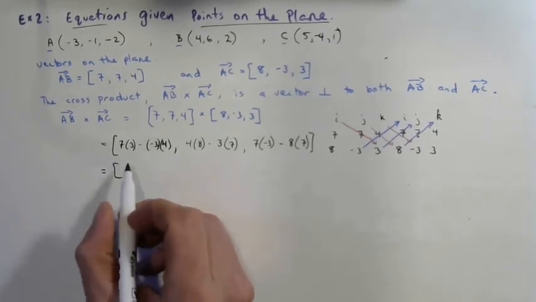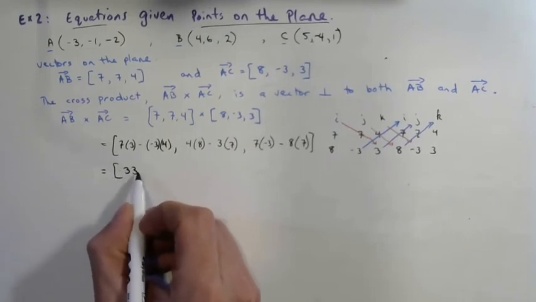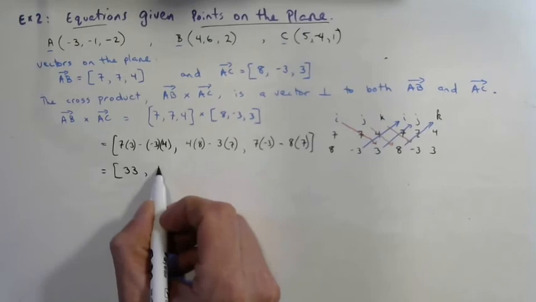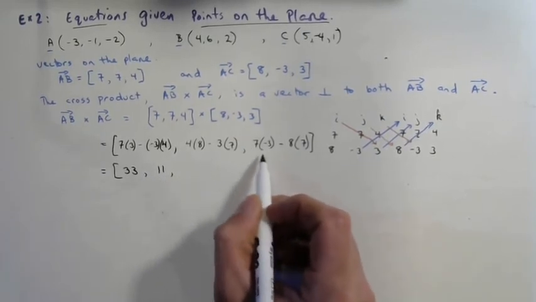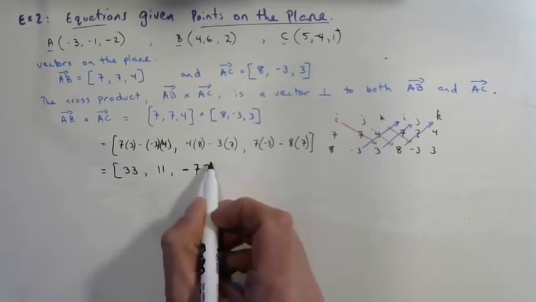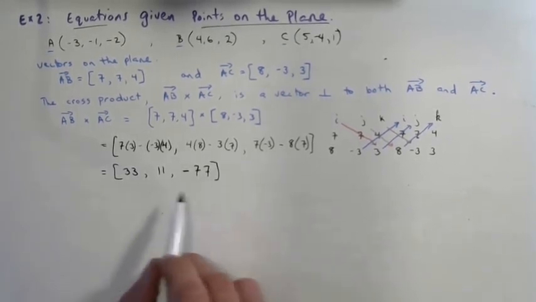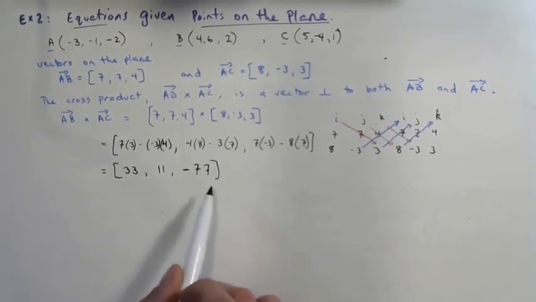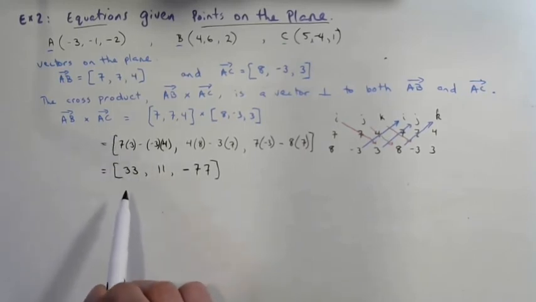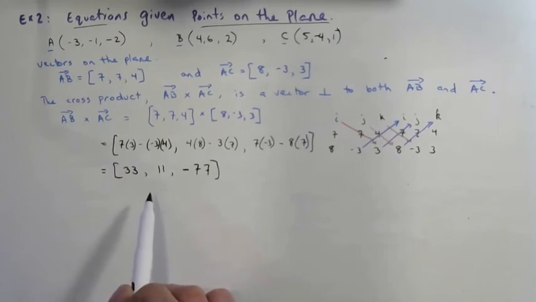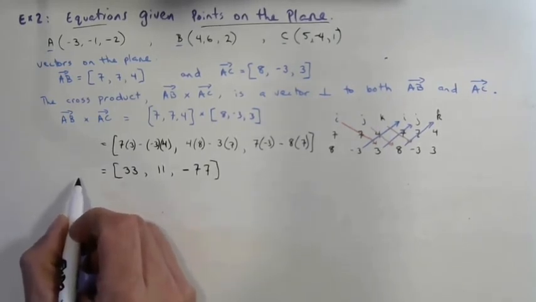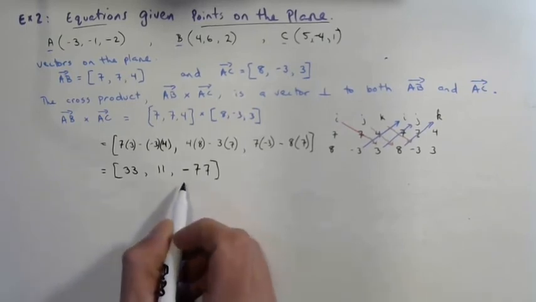21 plus 12 is 33. 32 minus 21 is 11. And negative 21 minus 56 is negative 77. So even if I can't picture this in my head, I know that this vector that we've created is the cross product of our two original vectors that are on the plane. Therefore, this is perpendicular or normal to the plane. So now we have a normal vector, or a vector that is normal to the plane.